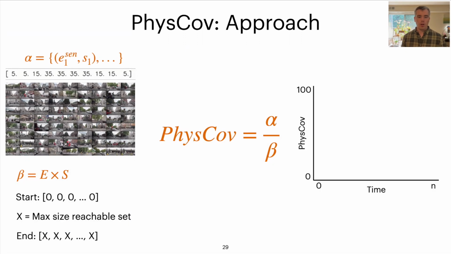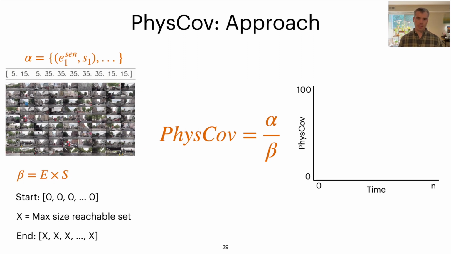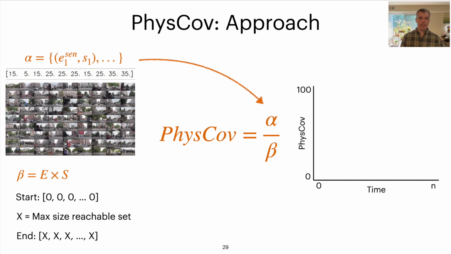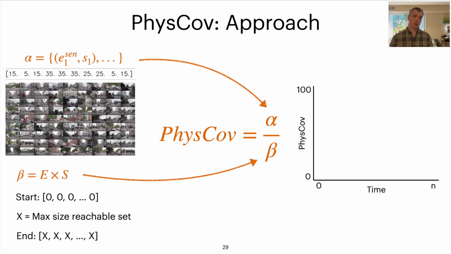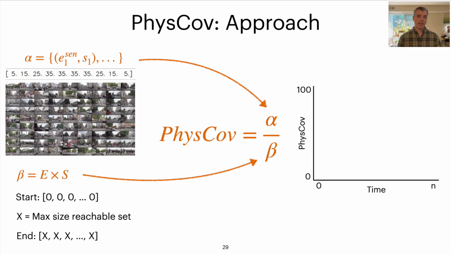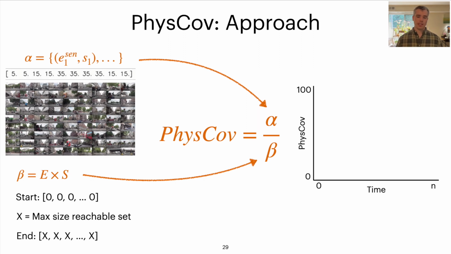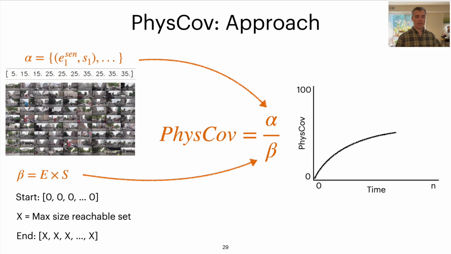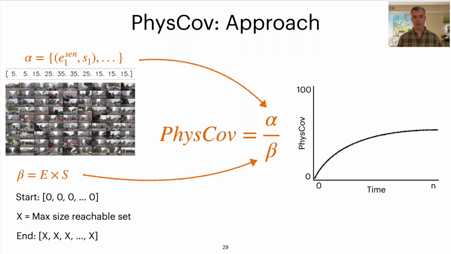So then you might ask, okay, well, how do we compute physical coverage? Well, physical coverage is the number of environment state pairs that we've seen over all possible environment state pairs. In our case, the numerator alpha is all RS, the set of all RS vectors that we've seen given the entire test set. And beta, which is the denominator, can be computed because we know that the approximation RS has a starting point of all zeros and an ending point of x, where x is the maximum size of the reachable set. And then as this test suite starts to increase and the number of tests we have start to increase, our physical coverage will increase and eventually saturate if you're operating in the same environment.